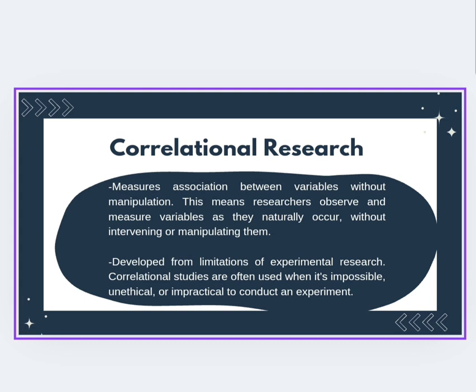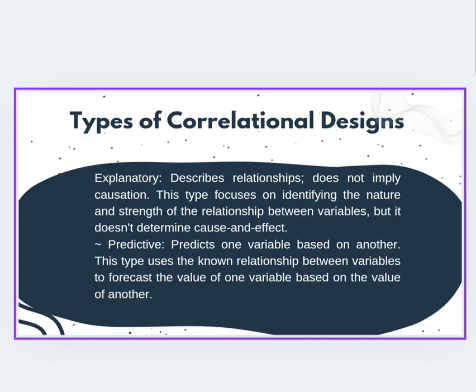Second is developed from limitations of experimental research. Correlational studies are often used when it's impossible, unethical, or impractical to conduct an experiment. There are types of correlational design. First is explanatory. Explanatory describes relationships, does not imply causation.